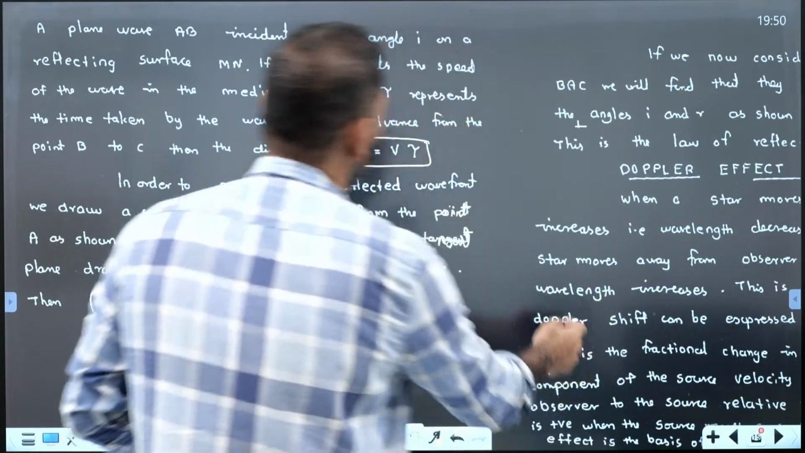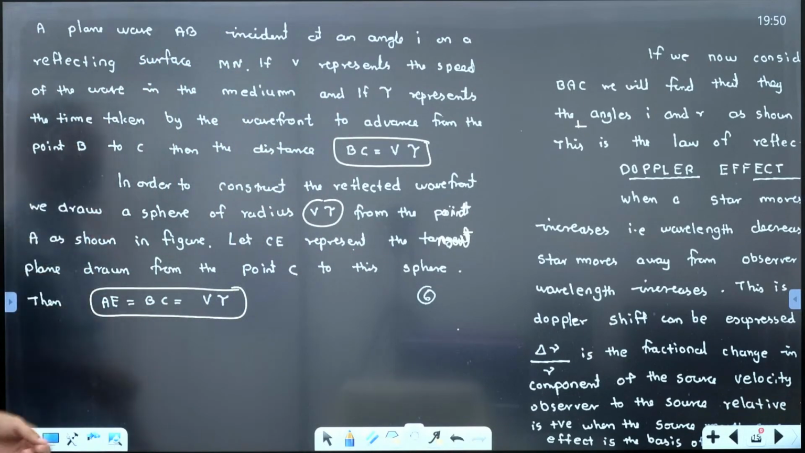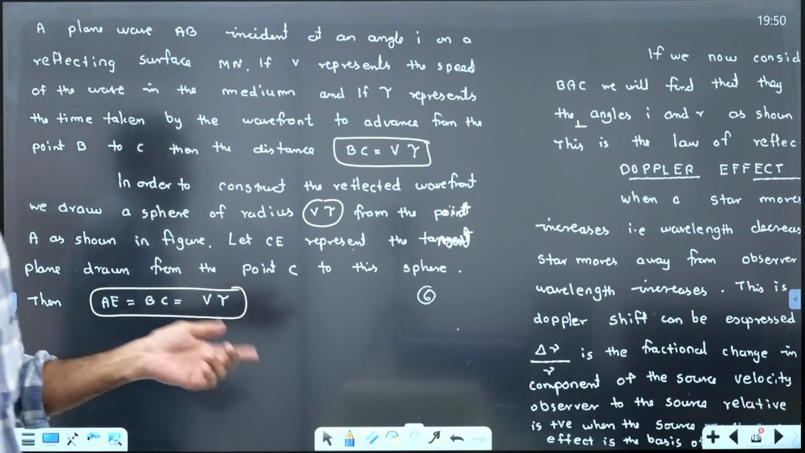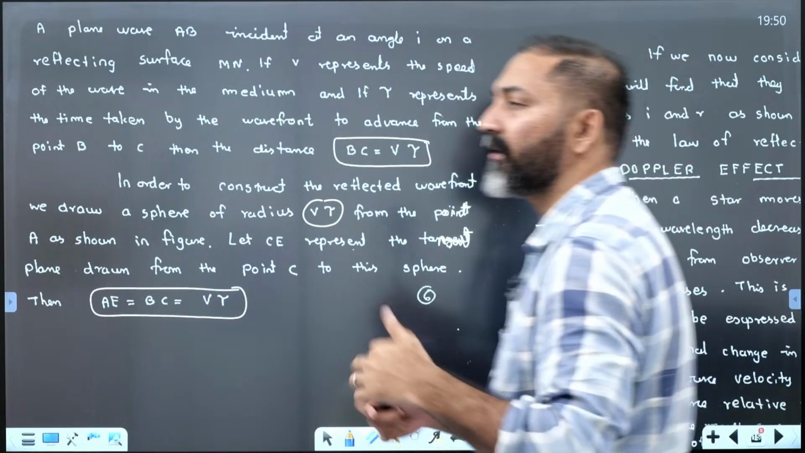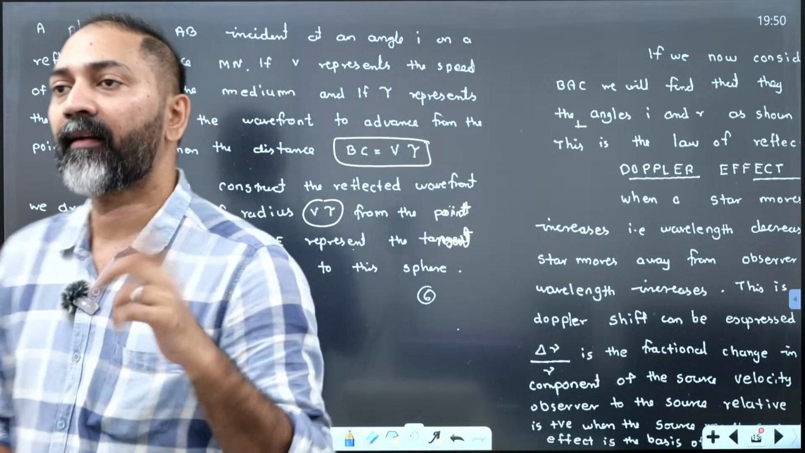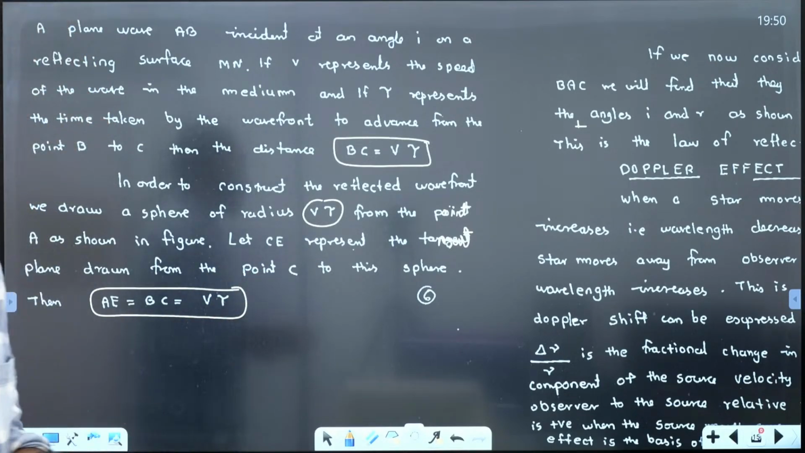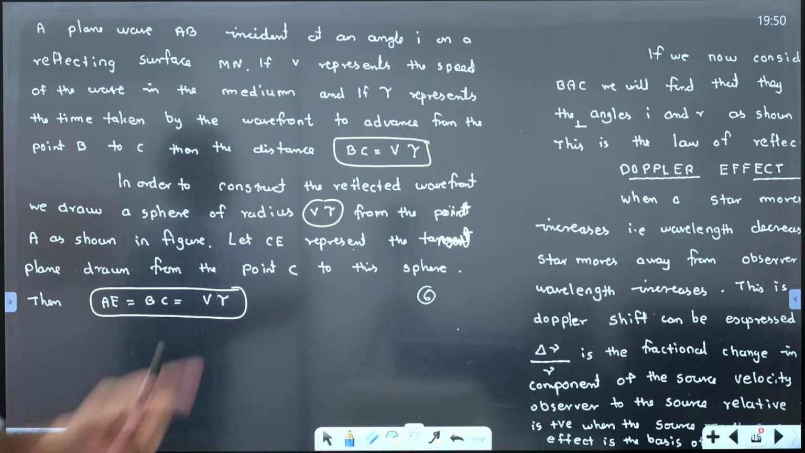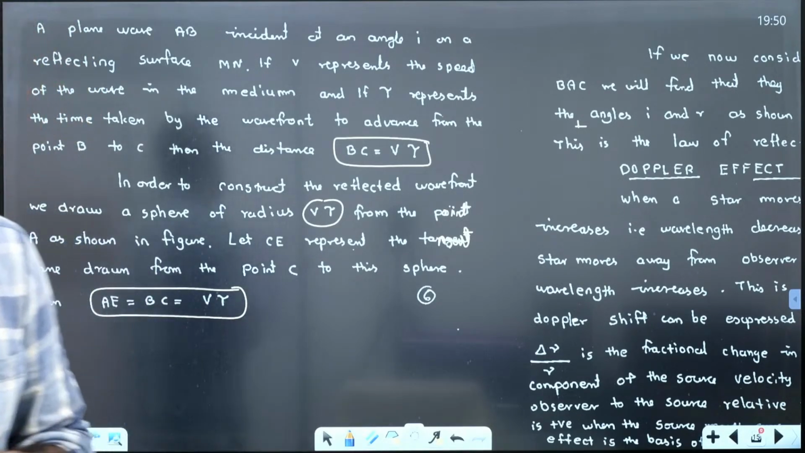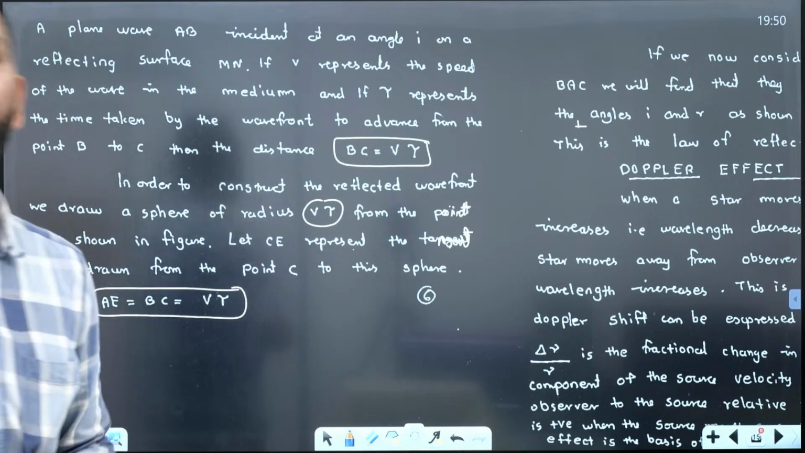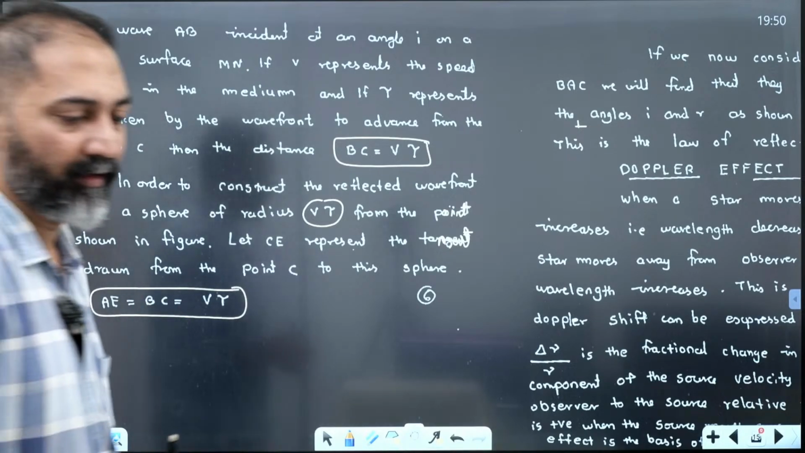First, note down this paragraph, then I will show the other paragraph. Any doubt? We have proved BC is equal to AE is equal to V tau. Then we consider two triangles, EAC and BAC. Hypotenuse is common and two sides are equal, so they are congruent triangles. If triangles are congruent, the angles will be equal. That means angle of incidence is equal to angle of reflection.